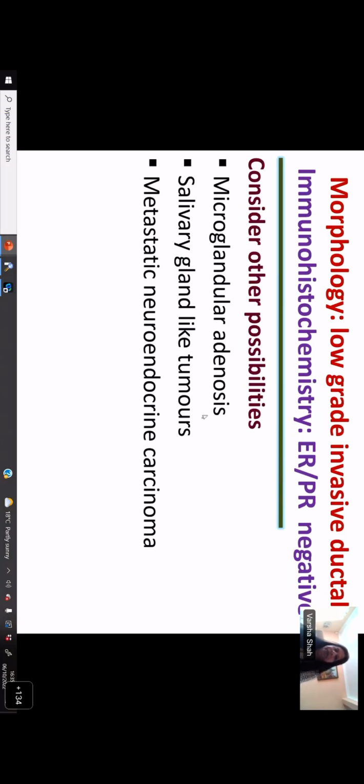Microglandular adenosis is one of them. Salivary gland-like tumors are another. And metastatic neuroendocrine carcinoma can mimic invasive duct carcinoma, a well-differentiated neuroendocrine carcinoma. But once you see that it is ER negative, yes, you have to think of all these possibilities.